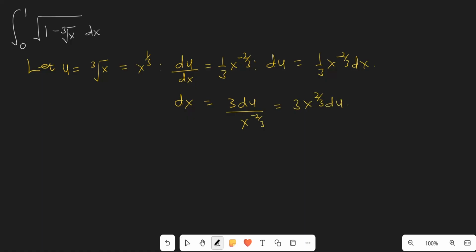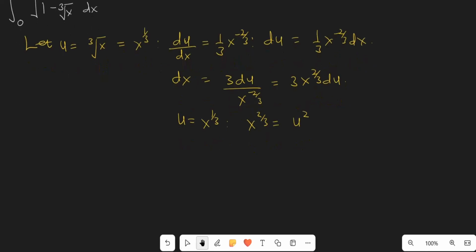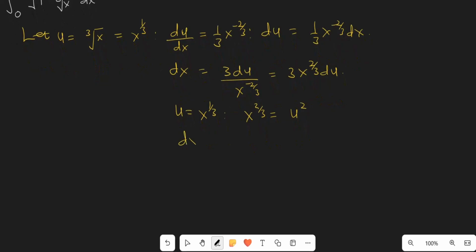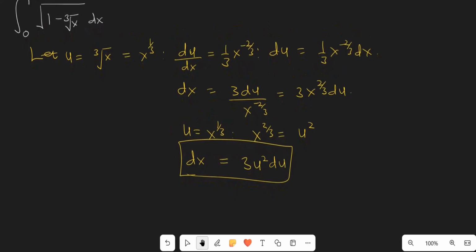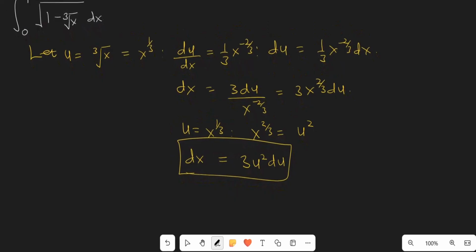If u is equal to x to the 1/3, then x to the 2/3 is going to be u squared, right? So we can write our dx in terms of u as 3u squared du. In place of dx in our integral, we can replace that with 3u squared du. And the limits will stay the same, because when x is 0, u is 0, and when x is 1, u is 1.